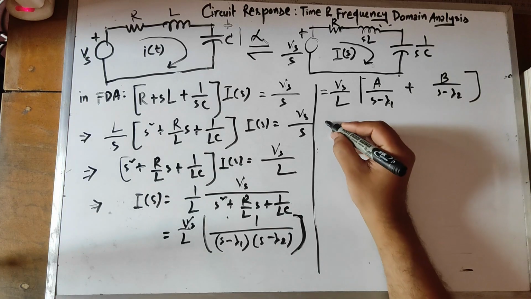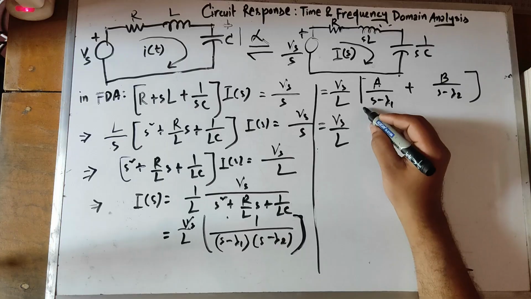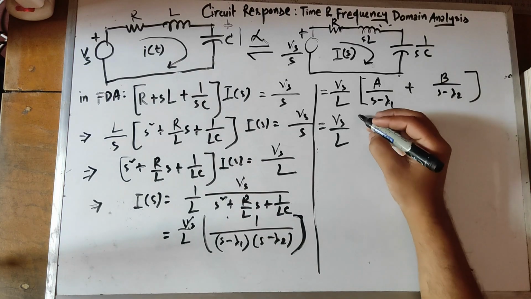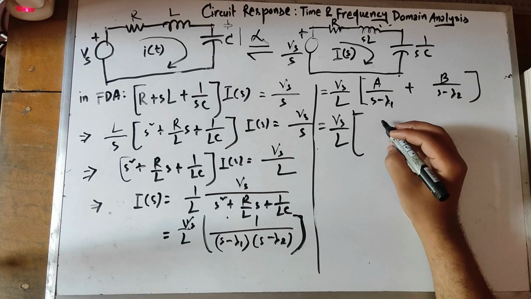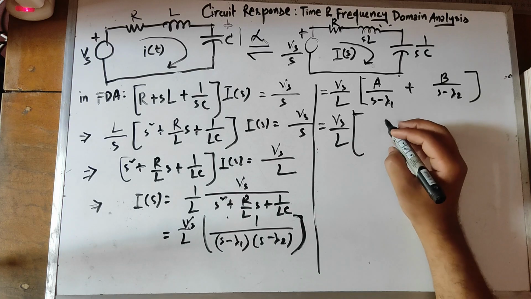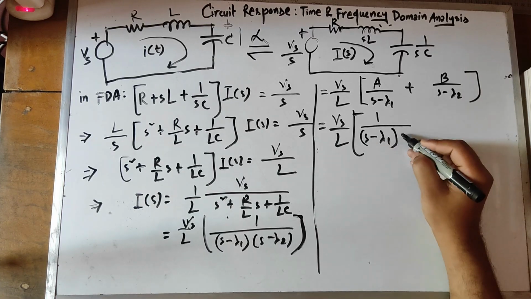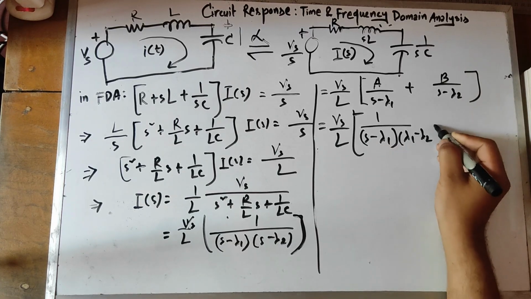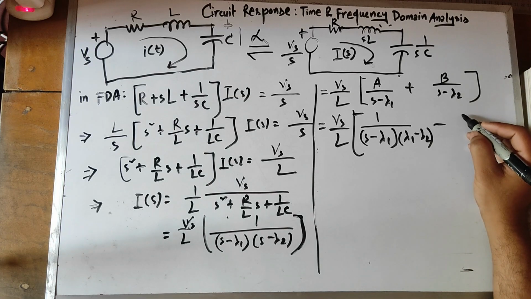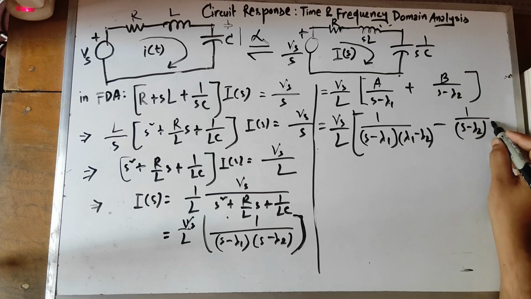So we have found our A and B, which is Vs by L. Lambda 1 and lambda 2 are eigenvalues, so these are 1 by S minus lambda 1 times lambda 1 minus lambda 2, minus 1 by S minus lambda 2 times lambda 1 minus lambda 2.